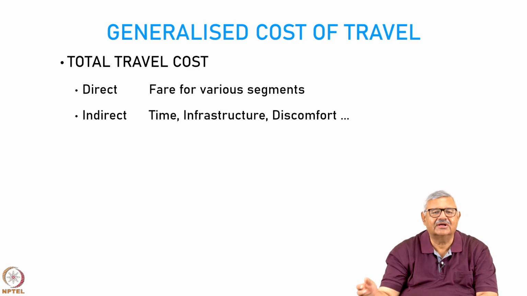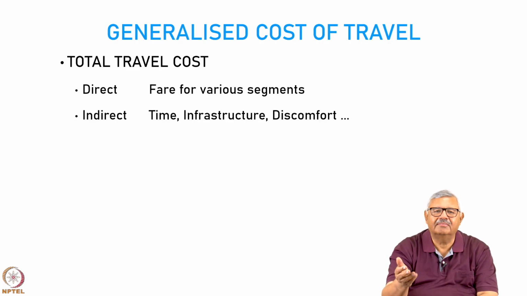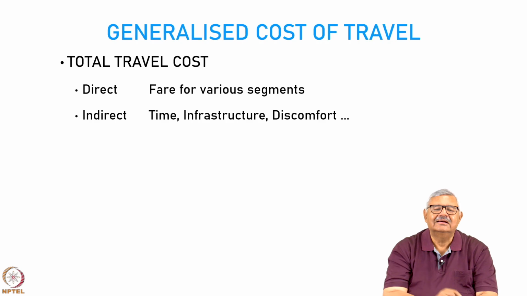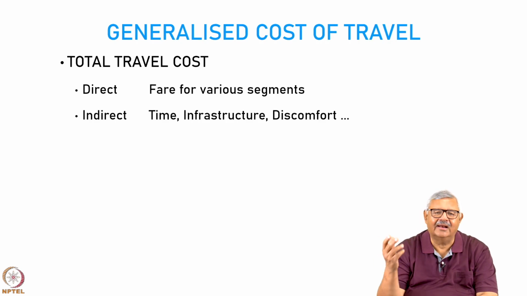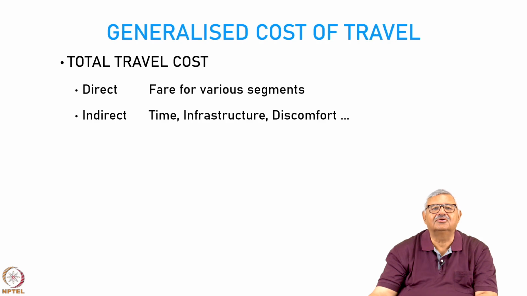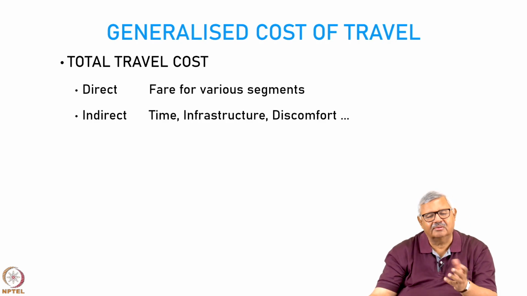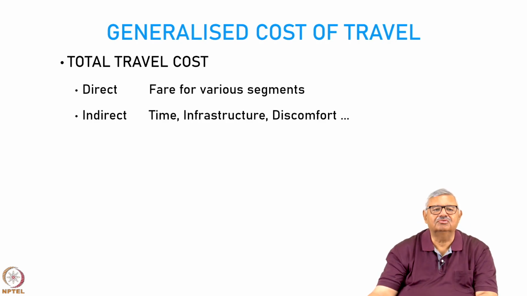In the train also there are many classes. So when you travel by the so-called general class, it's not comfortable. It's cheap, but it's not comfortable. When you travel by air-conditioned chair car or second AC, you can just sleep and recover on your sleep. So there is a cost related to how much comfort or discomfort you are subjected to when you are traveling.